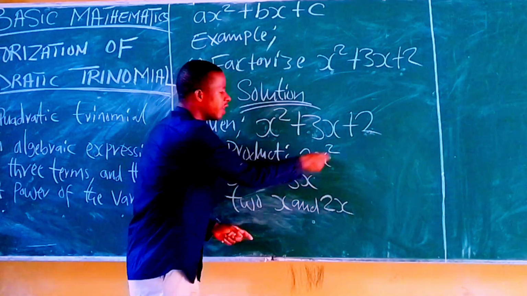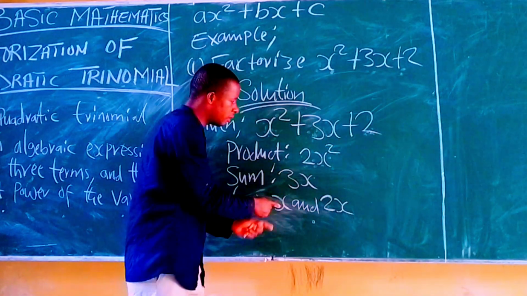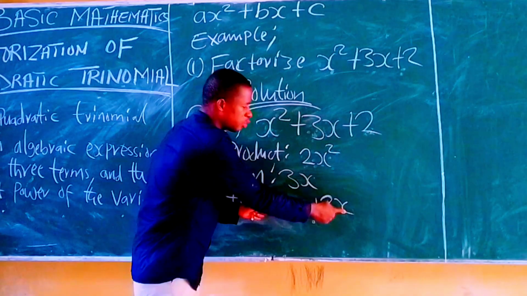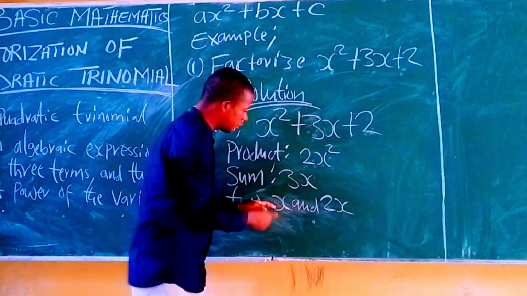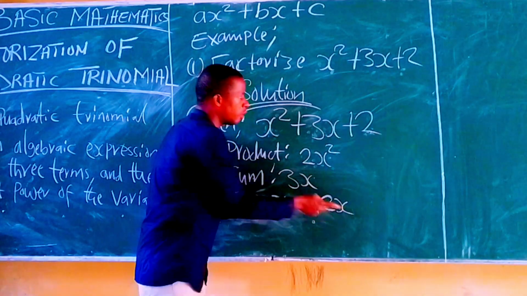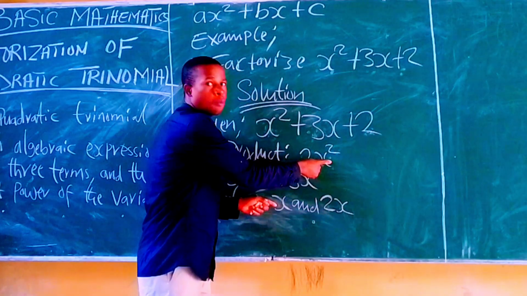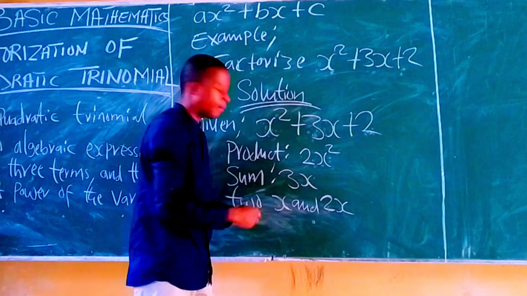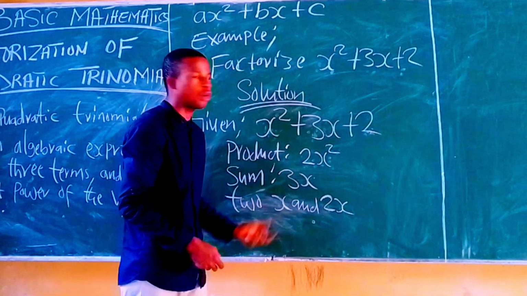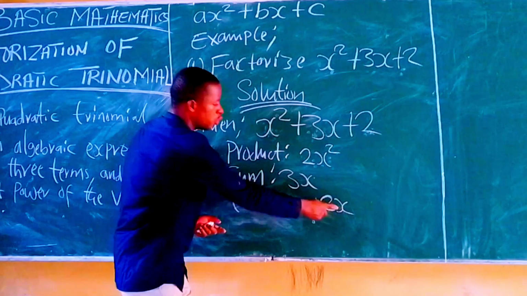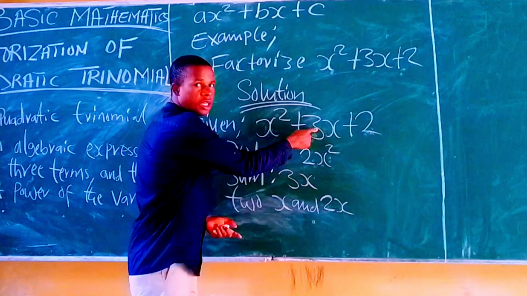Guy is equal to 2x squared. So if you say x plus 2x gives us 3x, right? And if you say x times 2x gives us 2x squared, which is our product. So the condition has already been satisfied. So for us to be able to solve this now, we have to substitute those two numbers in place of our sum in the expression.